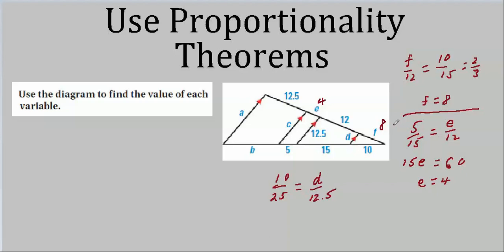And I should separate this off so not get these things confused here. Here's E, here's F. Now we're finding D. Well, 10 times 12.5, that's 125. So we have that 125 equals 25D, or D equals 5. 5 times 25 is 125. So we can put that in here.